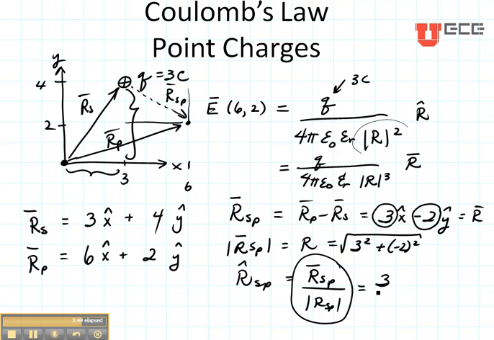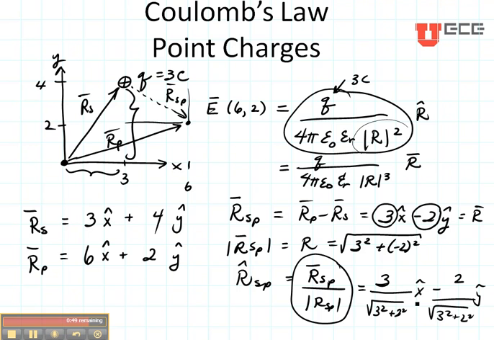It's going to be 3 divided by the square root of 3 squared plus 2 squared in the x direction minus 2 divided by square root of 3 squared plus 2 squared in the y direction. So now I have everything that I need to find the electric field. All I do is multiply this magnitude, whatever it happens to be, by this, and that's going to give me an electric field which is going to have an EX component in the x direction plus an EY component in the y direction. This is how we apply Coulomb's law with point charges using the steps that I've shown you previously.